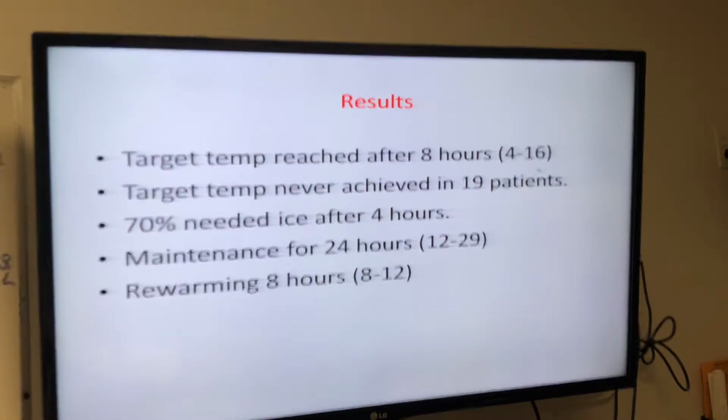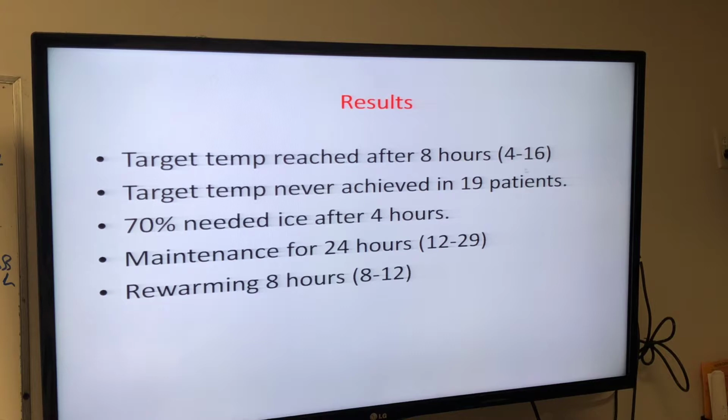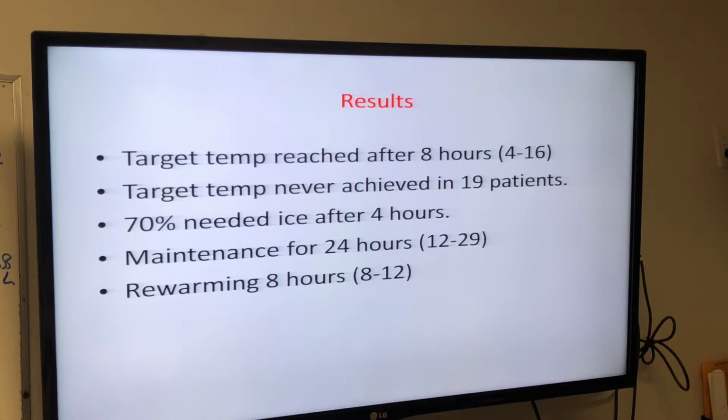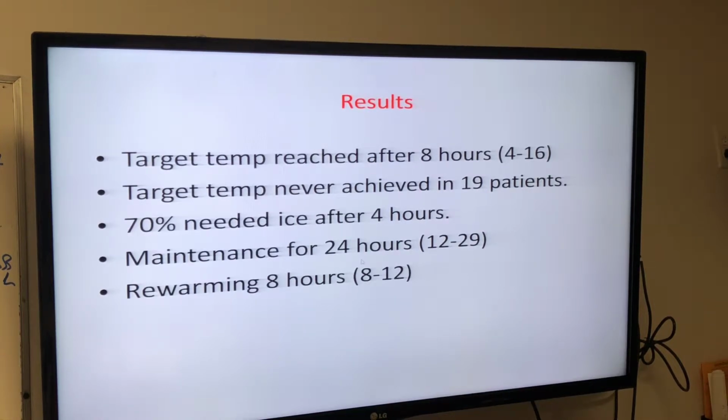All right, the results, target temperature was reached after 8 hours. So 4 to 16 hours, the range. And 70% of patients needed ice, and target temperature was never achieved in 19 patients. So, result or conclusion: do not use the Theracool. It's a horrible device. Maintenance for 24 hours was okay, and rewarming was okay.